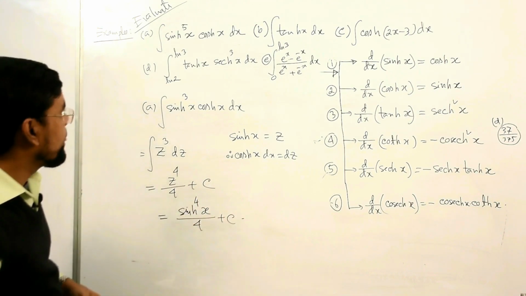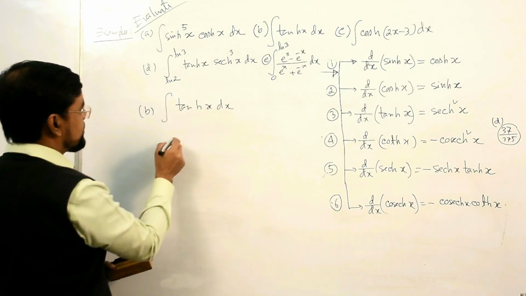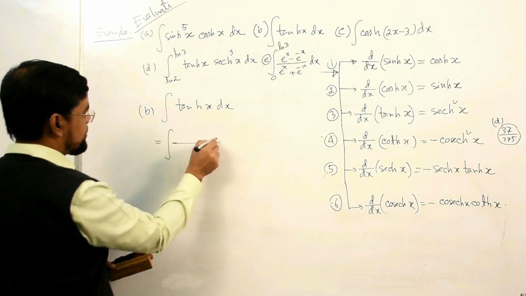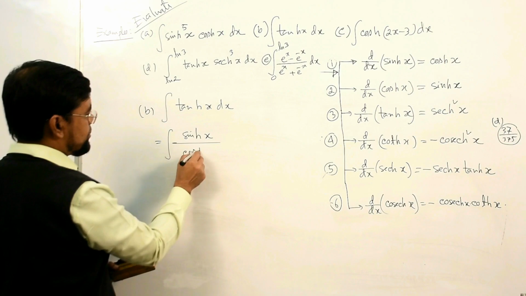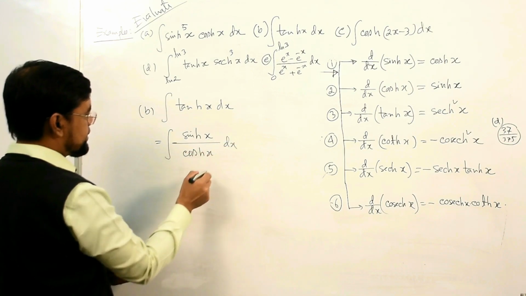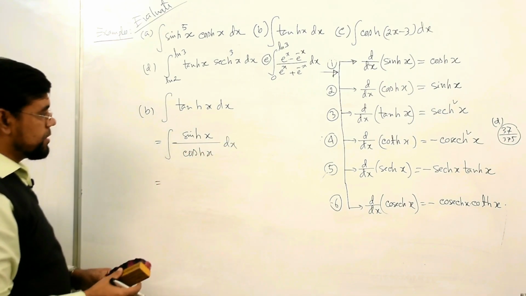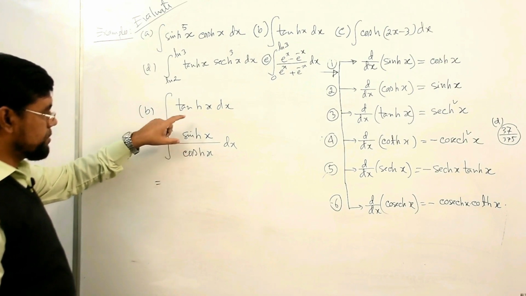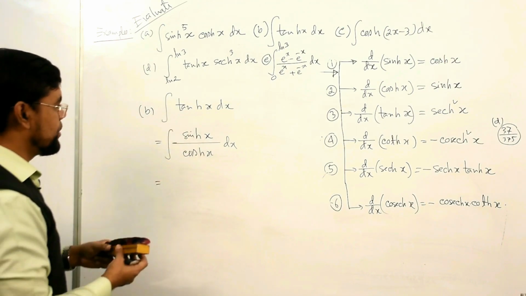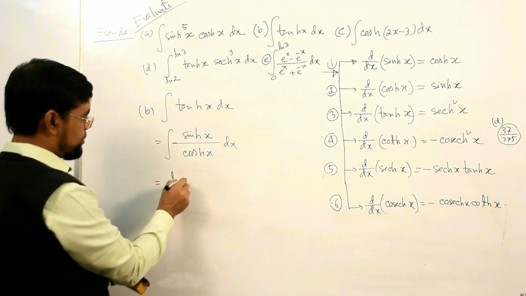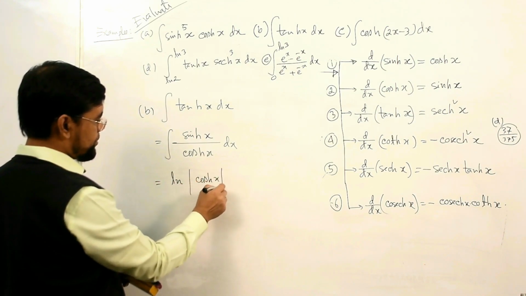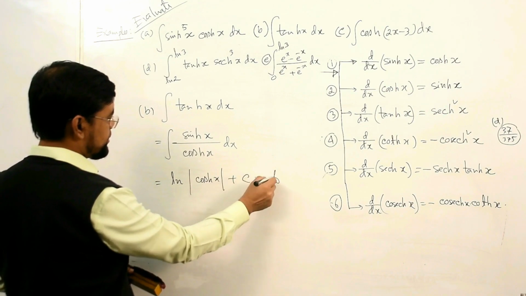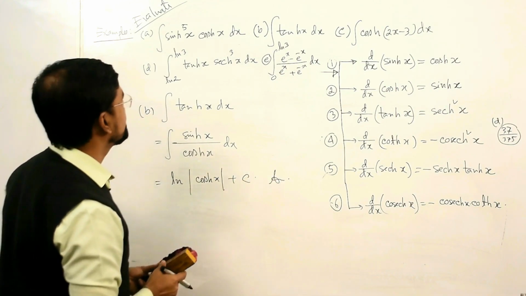How about B? This one you can write as sine hyperbolic x by cos hyperbolic x dx, and since the derivative of cos hyperbolic x equals sine hyperbolic x, you can write ln absolute value of cos hyperbolic x plus c. This is the answer of B.